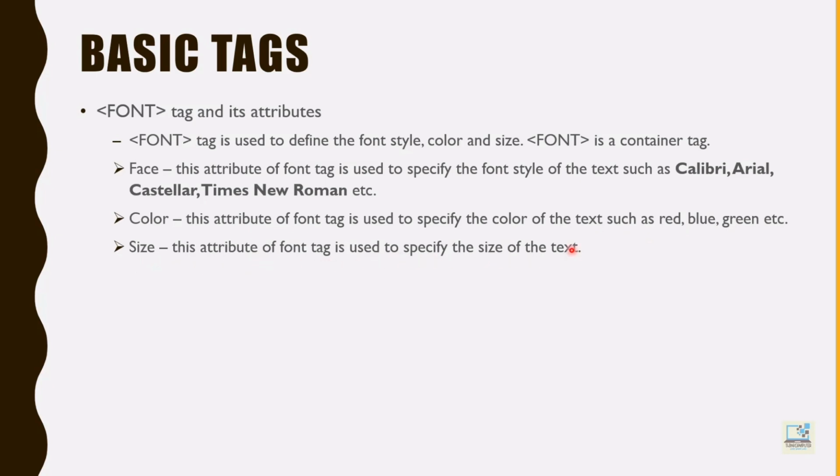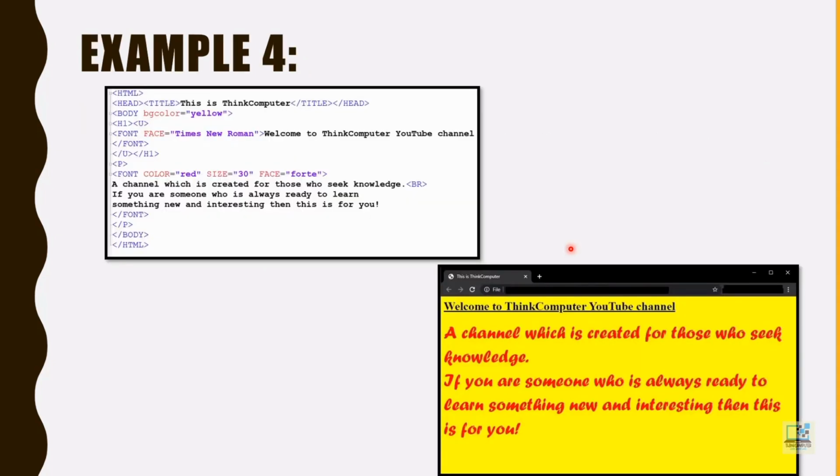Now let's see one example to understand the font tag and its attributes. So here in this example number 4, I have this HTML program in which I have used the font tag. So for my heading, this is the heading part. For my heading, I have written font face equal to Times New Roman. So my heading will appear in the font Times New Roman. Whereas in my paragraph, I have written font color equal to red, size equal to 30, face equal to 40. So you can see that in my paragraph that is visible. The color is red, the size is 30 and the face is 40.